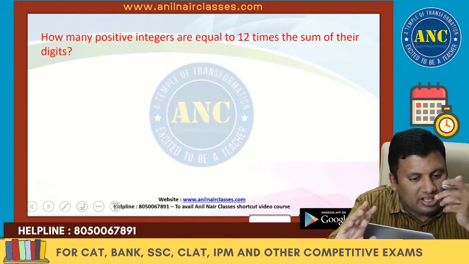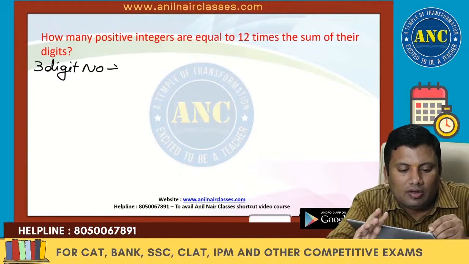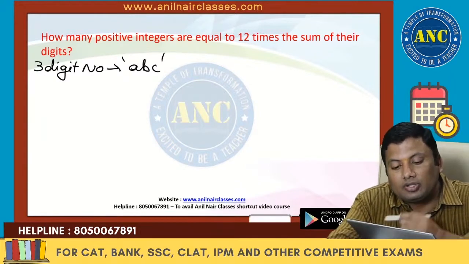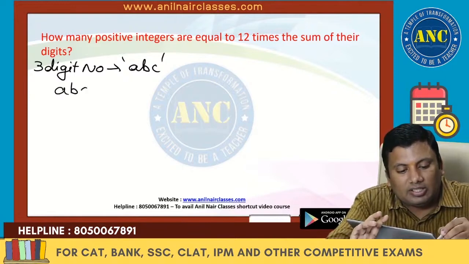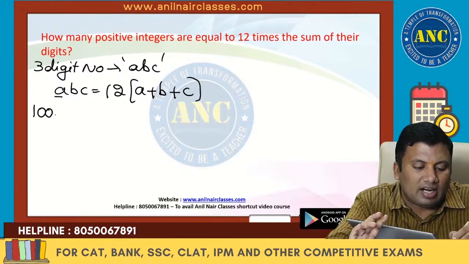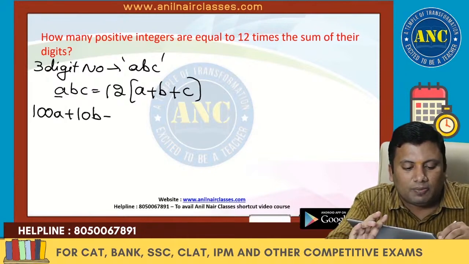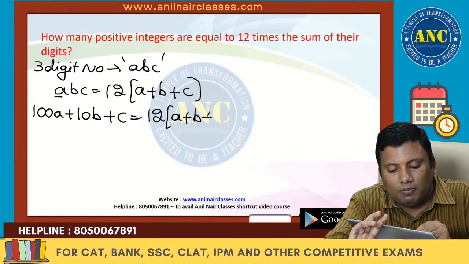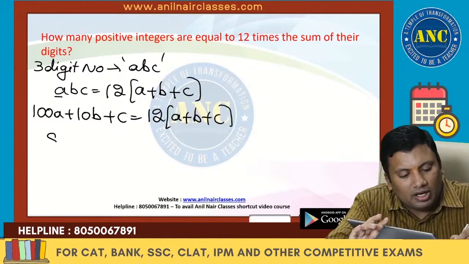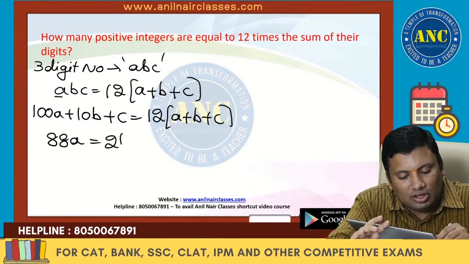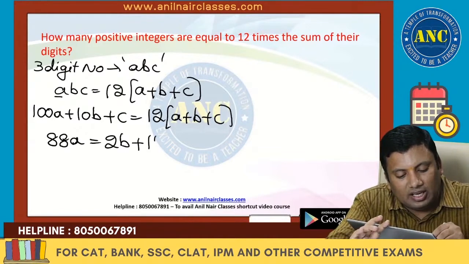Let me take a 3 digit number, ABC. This number is 12 times the sum of its digits, 12 into A plus B plus C. A is in the hundreds place, B is in the tens place, so 100A plus 10B plus C equivalent to 12 into A plus B plus C. 100A minus 12A is 88A, 12B minus 10B is 2B, 12C minus C is 11C.